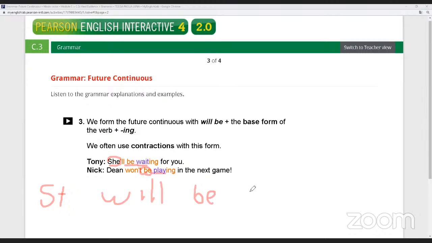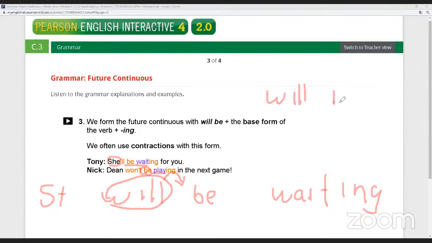Then I'm gonna use my main verb, or the principal verb, right? I'm gonna use the same, wait plus ing, waiting, playing. So for the negative, I'm gonna add the negative next to the auxiliary verb will. Will not. I'm gonna write it up here. So we have will not, or we can use a contraction, won't, okay? Both are acceptable, both are okay.